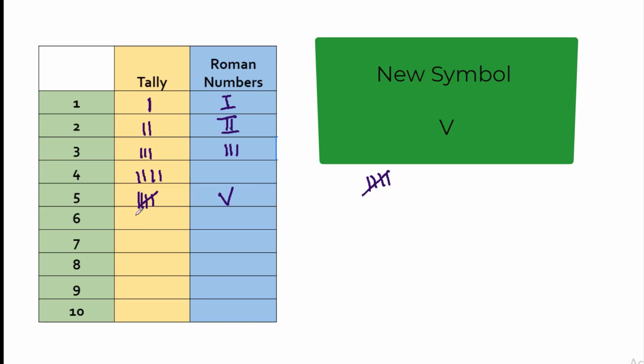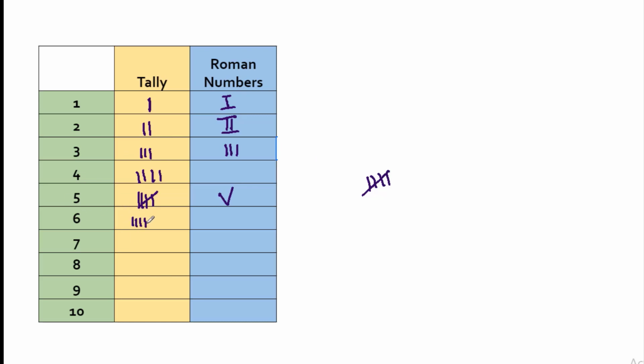Now, what is 6? 1, 2, 3, 4, 5 and 6. Here is how they did it: we know 5, and if we add 1 after that, it is 6. So instead of the earlier representation, they used this one. So V and I make 6. Are you clear with this? Now for 7: 1, 2, 3, 4, 5, 6 and 7. Same thing: V, I, I. Same for 8: V, I, I, I.